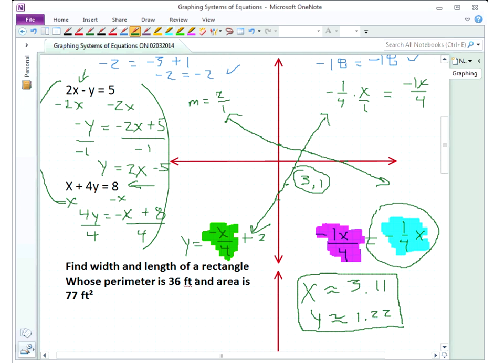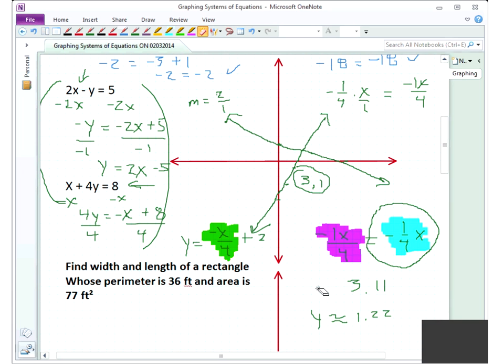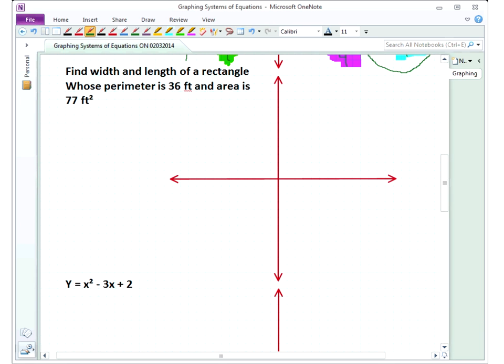All right. So now let's go to this word problem. What I'm doing with the word problem here, most of the problems I see are students ask me, they get stuck on the actual setup. And that seems to be the hardest part. Okay, so let's take a look at this one. Find the width and length of a rectangle whose perimeter is 36 feet and the area is 77 feet squared.